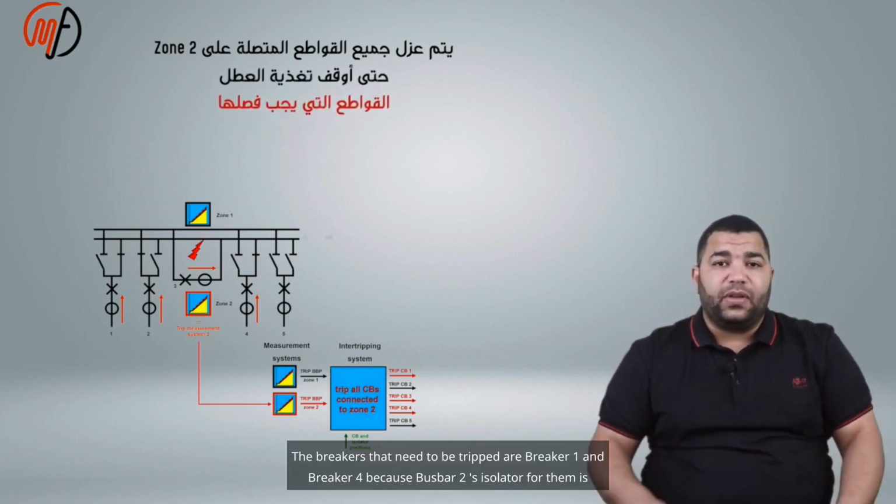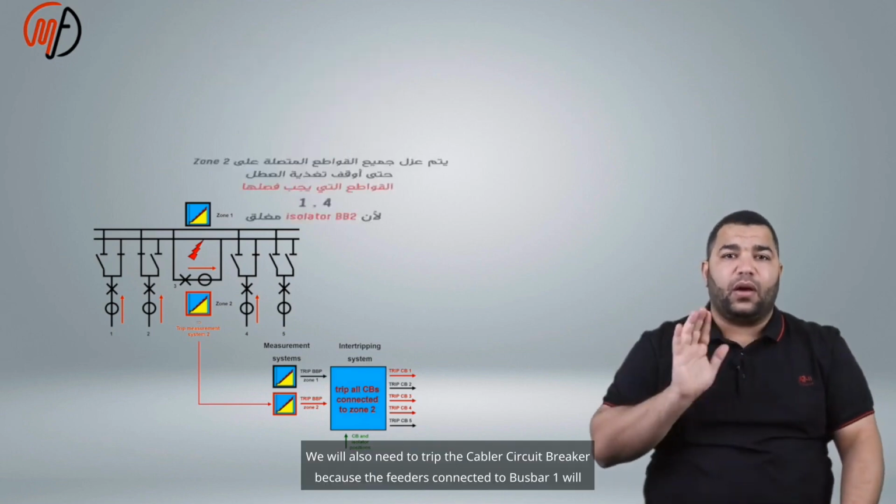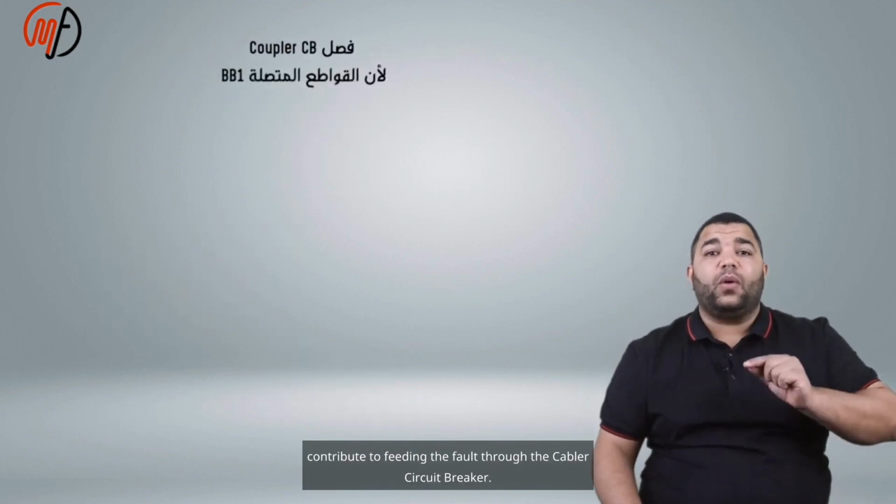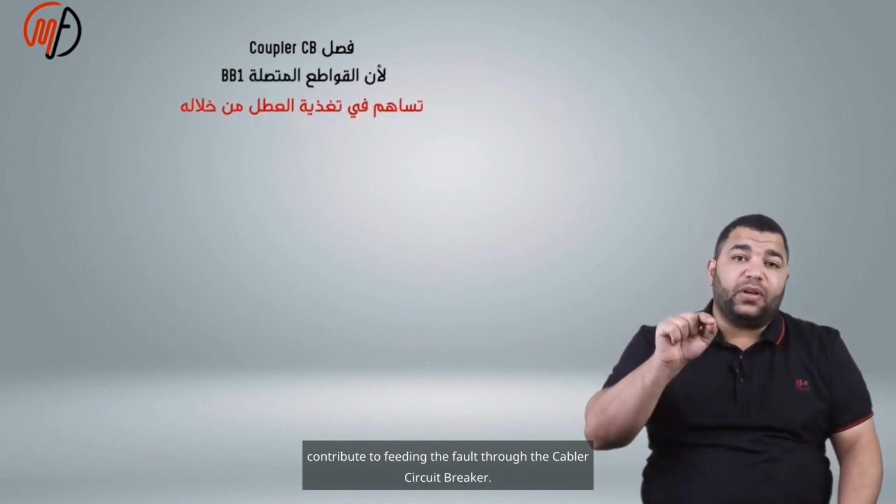The breakers that need to be tripped are breaker 1 and breaker 4 because busbar 2's isolator for them is closed. We will also need to trip the cabler circuit breaker because the feeders connected to busbar 1 will contribute to feeding the fault through the cabler circuit breaker.